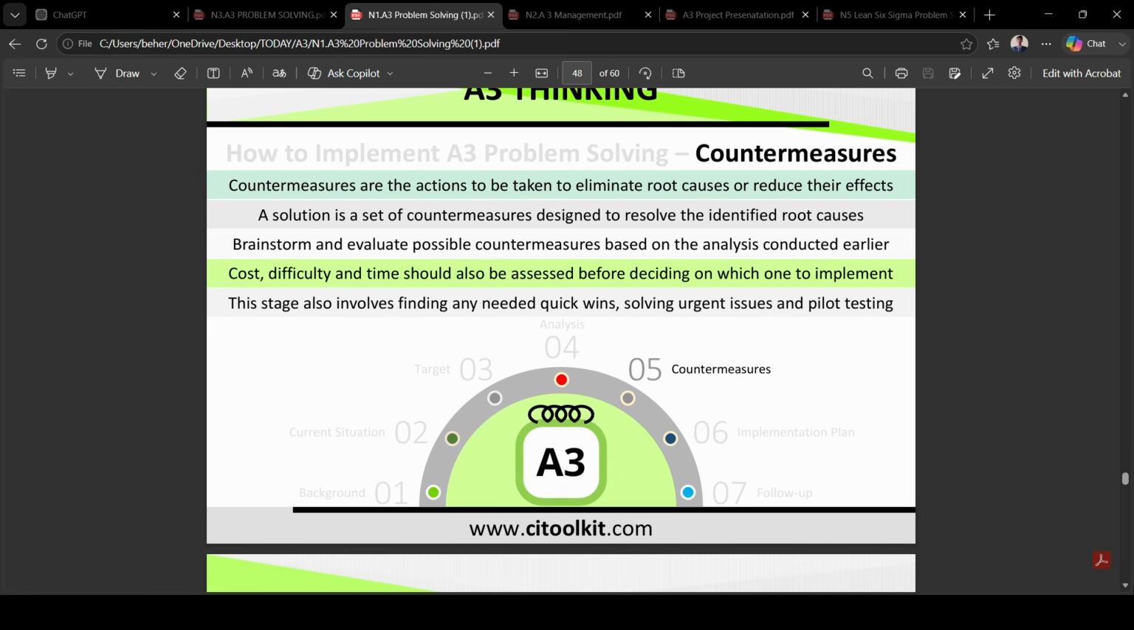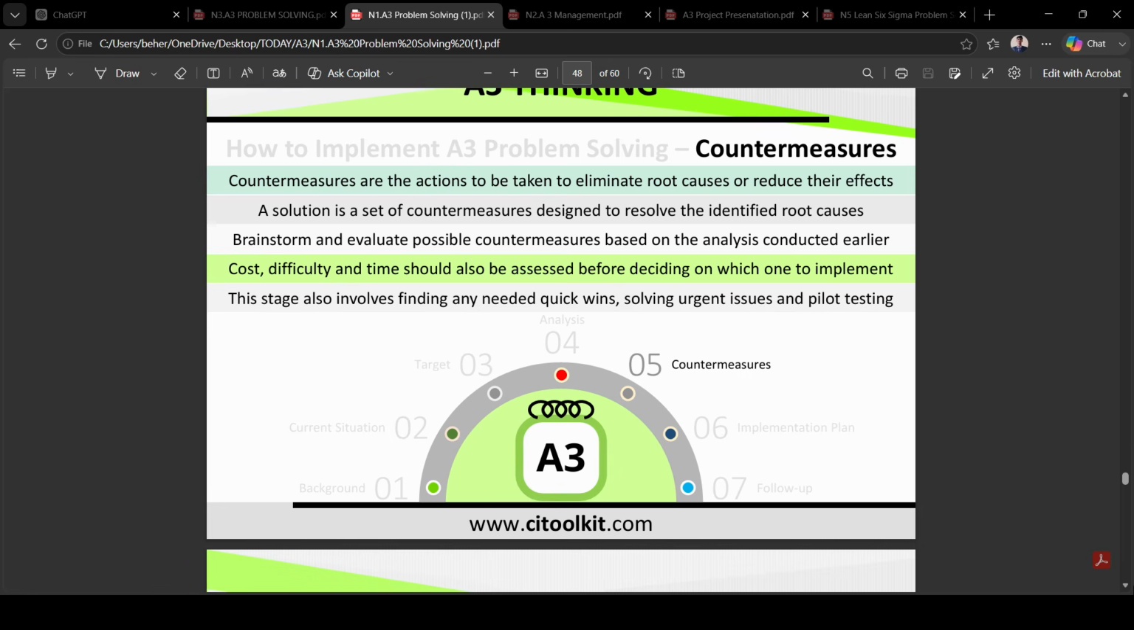Countermeasures are the actions to be taken to eliminate root causes or reduce their effects. A solution is a set of countermeasures designated to resolve the identified root causes. Brainstorm and evaluate possible countermeasures based on the analysis conducted earlier. Cost, difficulty, and time should be assessed before deciding which one to implement. This stage also involves finding any quick wins, solving urgent issues, and pilot testing.